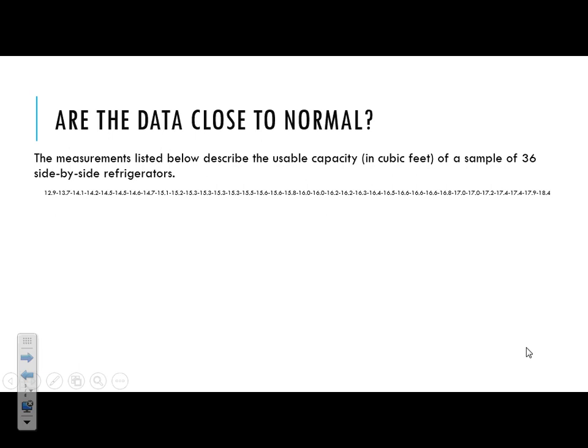And I have these data in order, right? So our smallest refrigerator is 12.9 cubic feet. Our largest refrigerator is 18.4 cubic feet. That's kind of like the mini fridge in my bedroom where I keep all my midnight snacks.